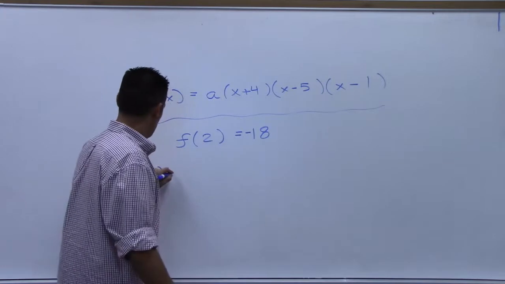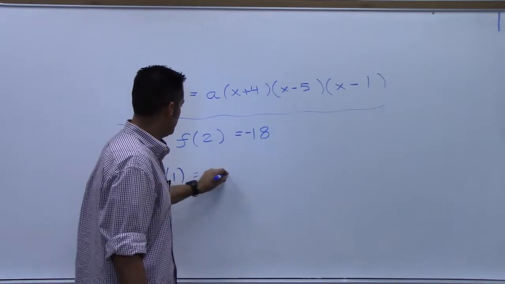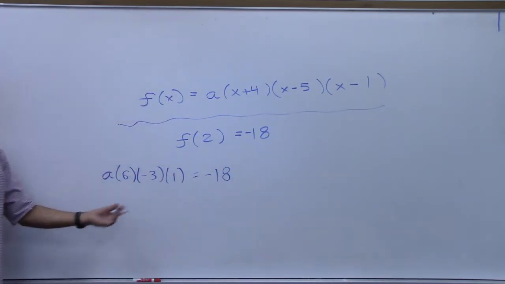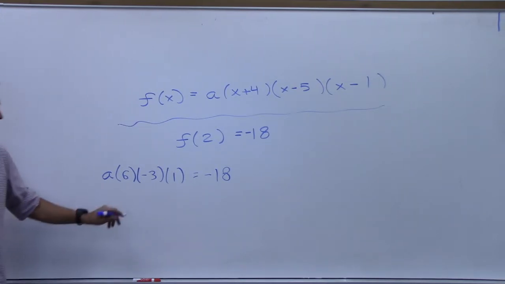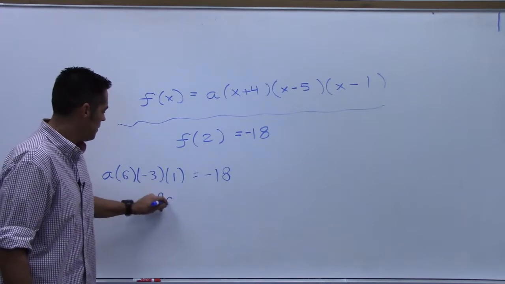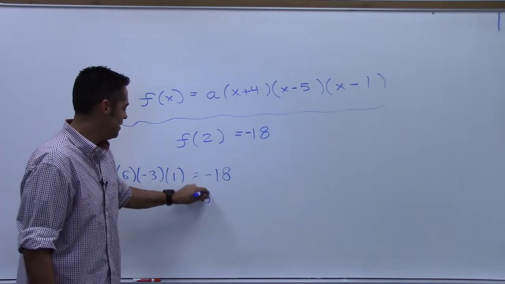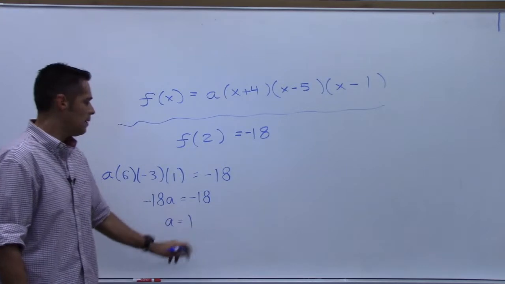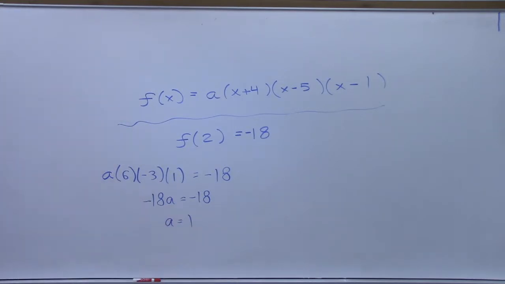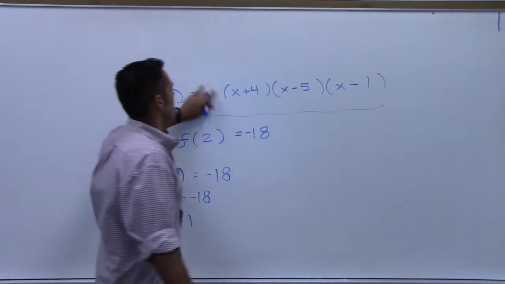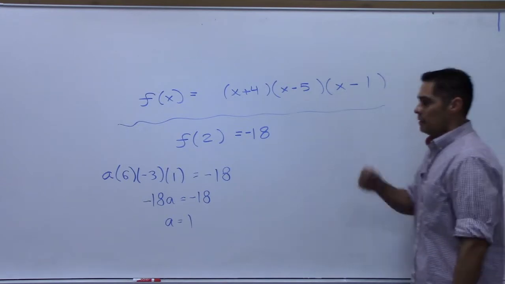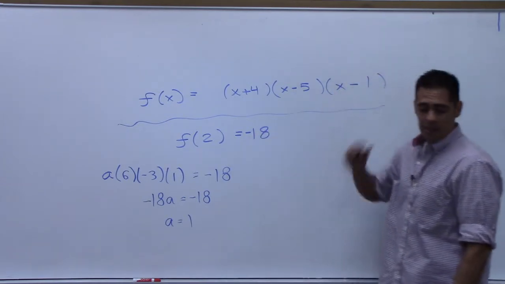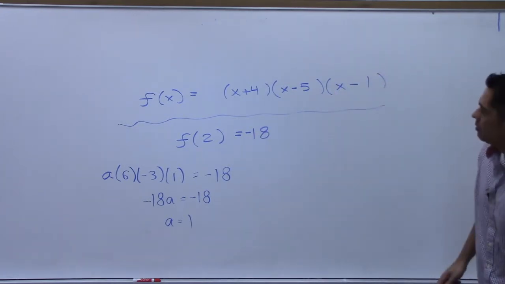2 minus 1 is 1, equals negative 18. The left side is another boring problem. Negative 18a equals negative 18, which means a is 1. So that means that I could have just done that and I would have been there. But I had to make sure, right? I had to verify. Because we didn't know. It could have very well turned out to be 10 or something else.